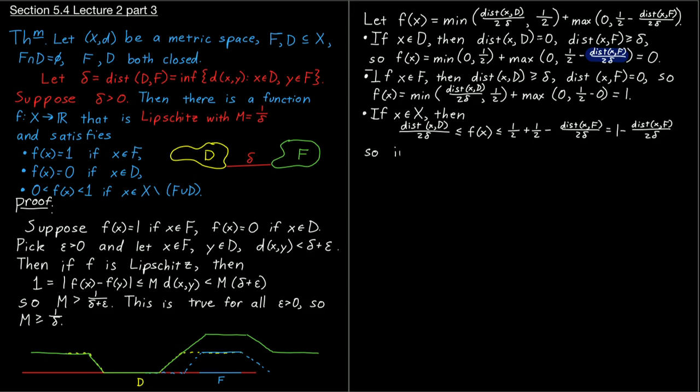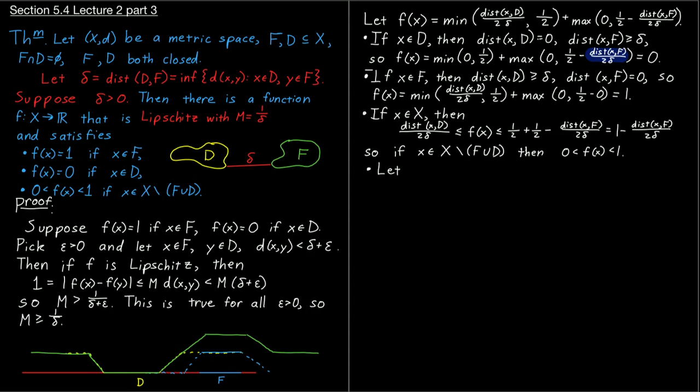So if x is in x but is not in f or d, then your left-hand side is positive. Your right-hand side is less than 1, so f of x is between 0 and 1. Now let's show that this thing really is Lipschitz with the m I gave you.